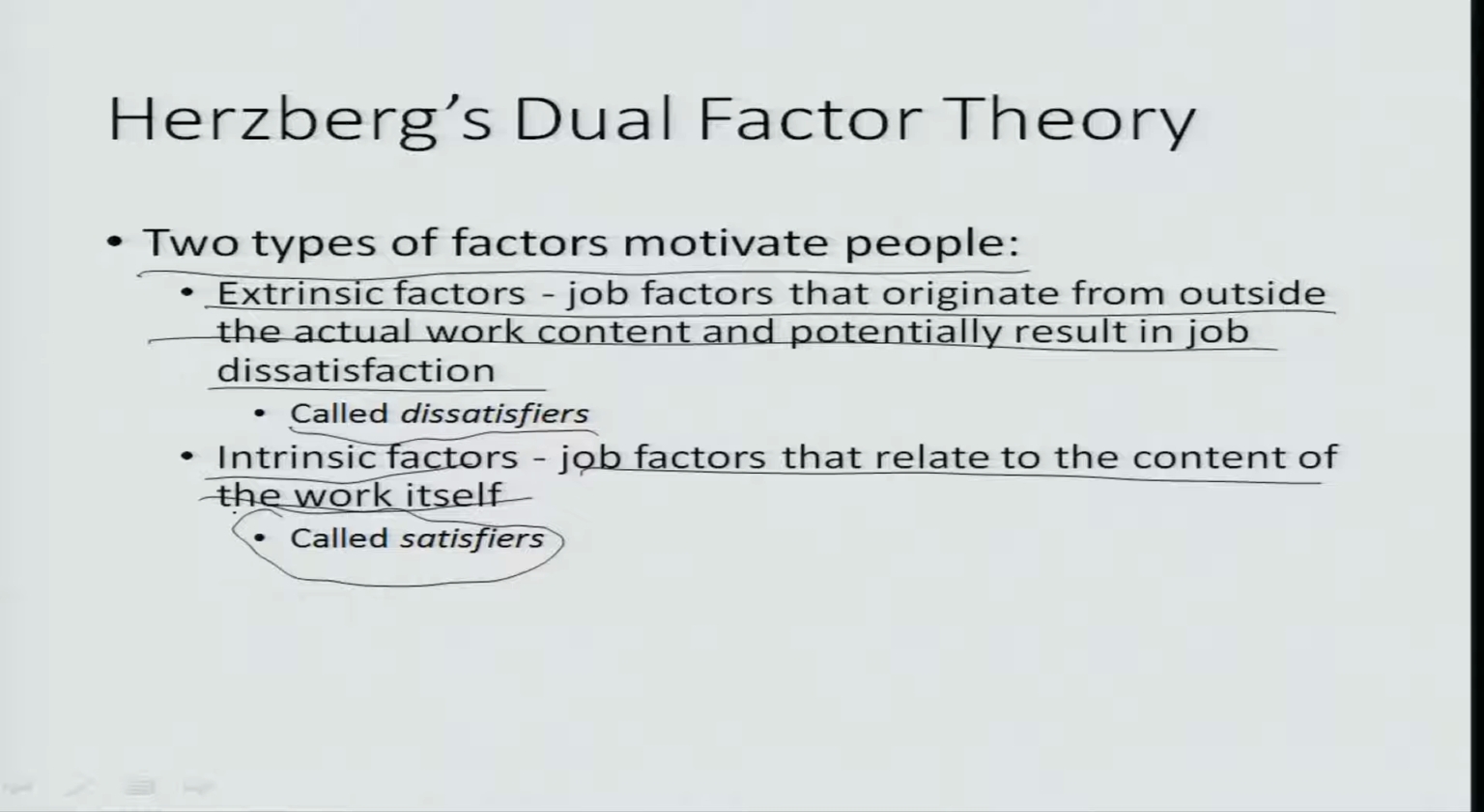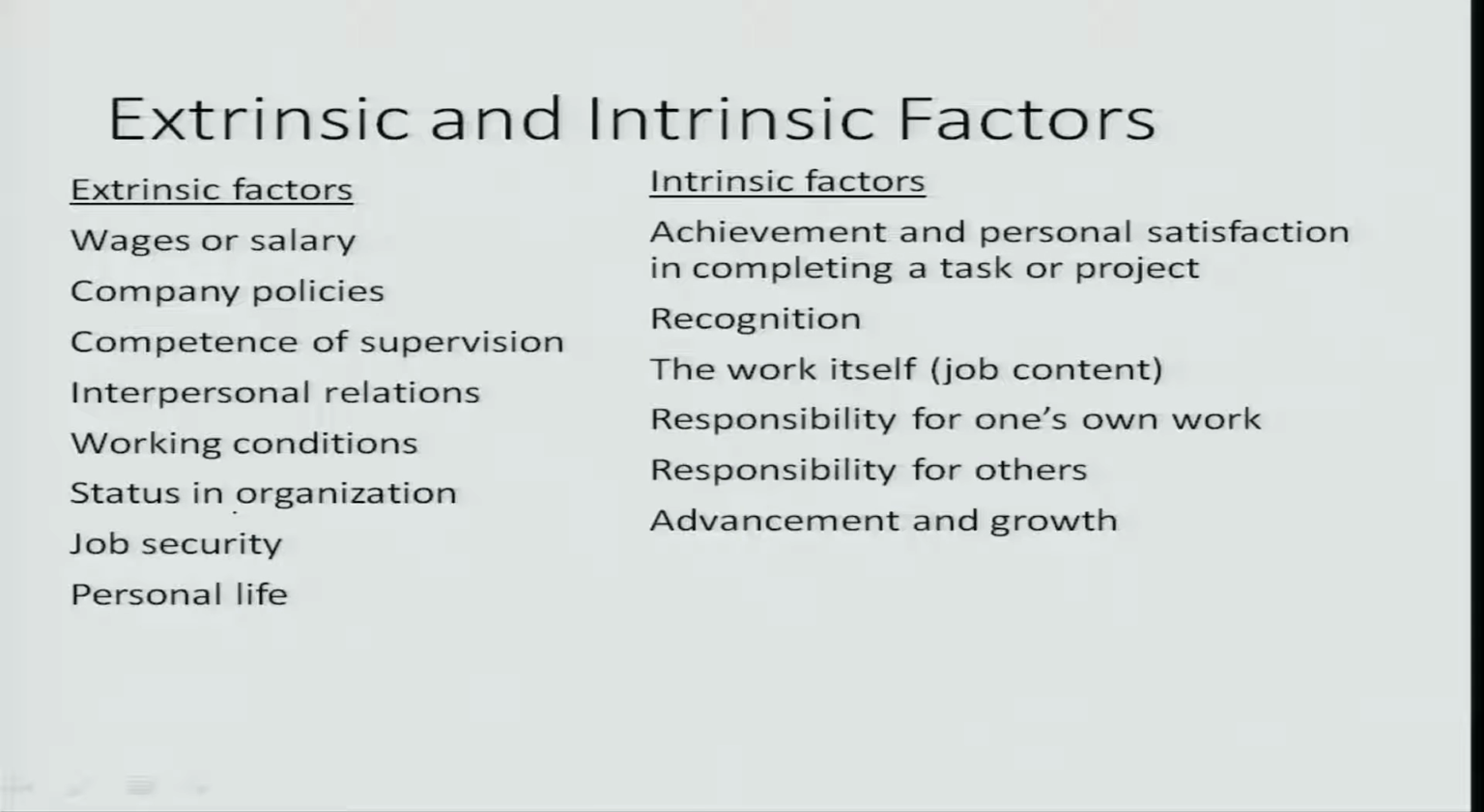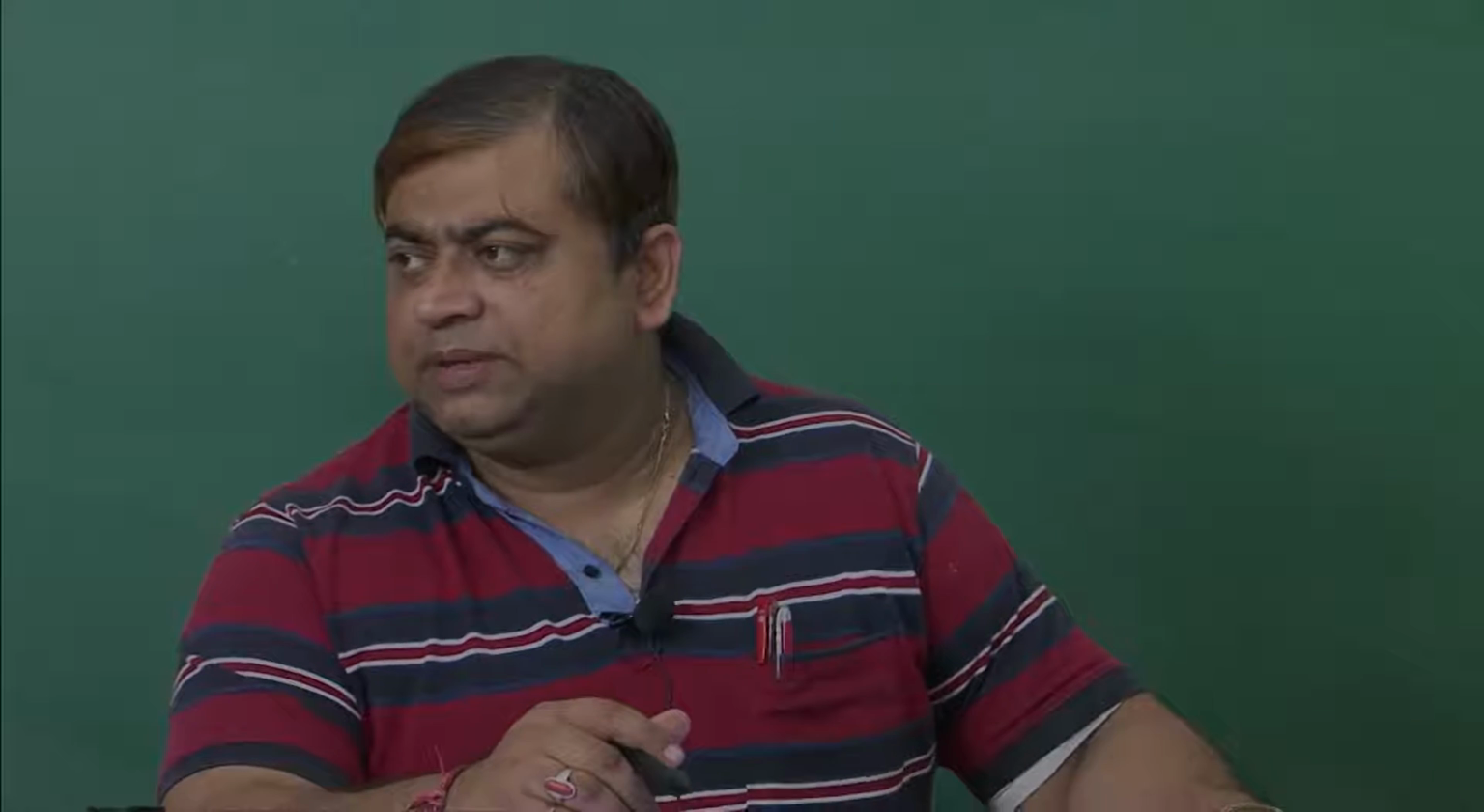They are called satisfiers. Now, if I look at what those extrinsic and intrinsic factors are, things like wages or salary, company policies, competence of supervision, interpersonal relations, working conditions, status in an organization, job security, personal life, these could be some of the intrinsic factors. A person has some relative at home who is sick and he is still attending duty. So, can we do something so that the stress burden that the person has gets limited? It will definitely result in him coming more towards the satisfier side, where the dissatisfier is the factor of the continuous stress that he is having in mind because of a family member who is sick or admitted somewhere in the hospital.